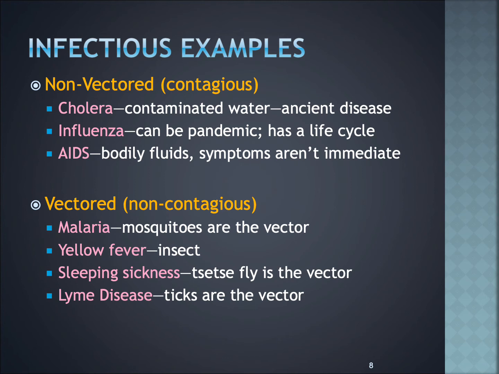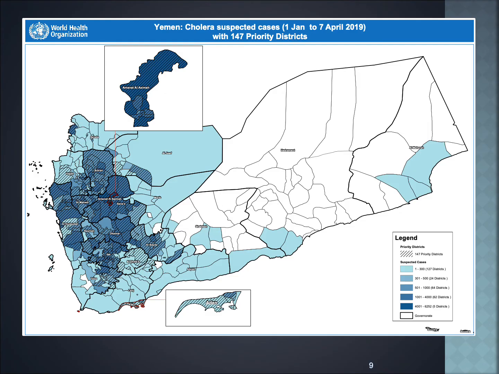So let's look at maps and think about the connection between people and the environment. So this is a map showing us suspected cholera cases in Yemen. Yemen is a country on the Saudi Arabian Peninsula. Cholera is what kind of disease? Is it vectored or non-vectored? Contagious or non-contagious? You might have to go back and check that.